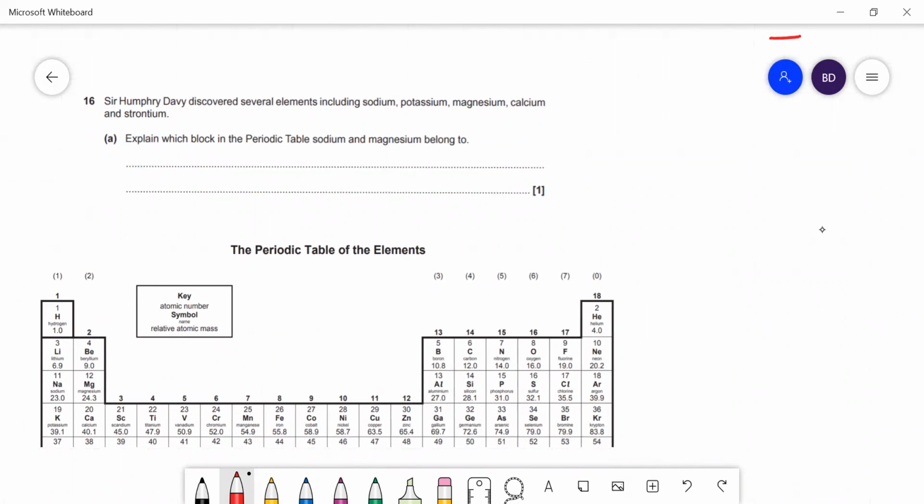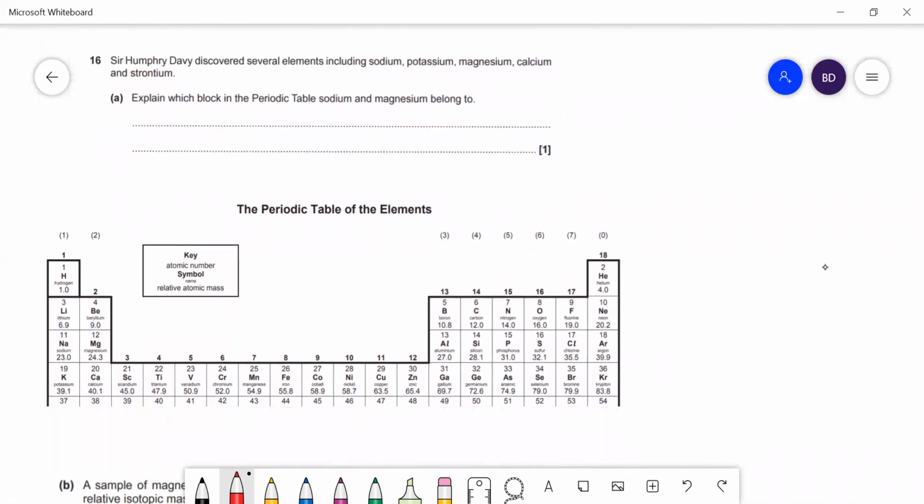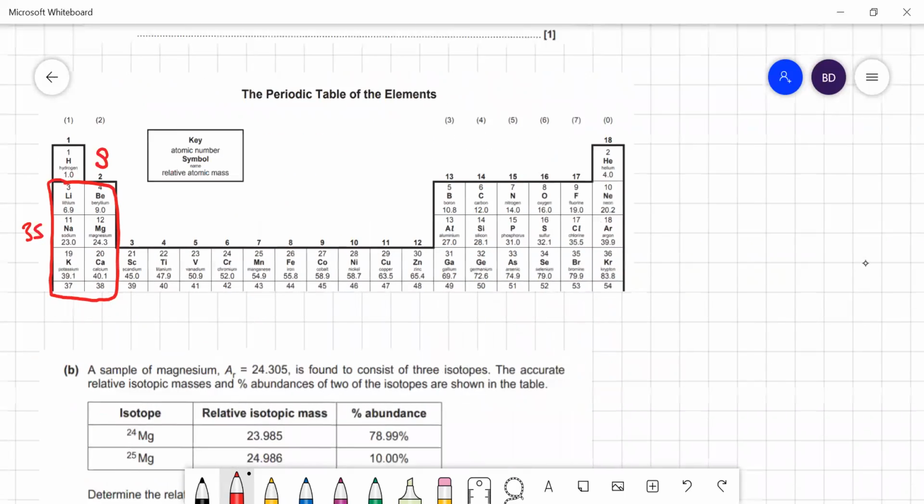Right, question 16. Humphry Davy discovered several elements, including sodium, potassium, and so on. Explain which block in the periodic table sodium and magnesium belong to. Well, here we go. They are in this block here, which of course is the s block, because the last orbital to be filled is the s orbital. And in the case of these, it's the 3s orbital for sodium and magnesium. So they're in the s block. Just a 1 mark answer there.